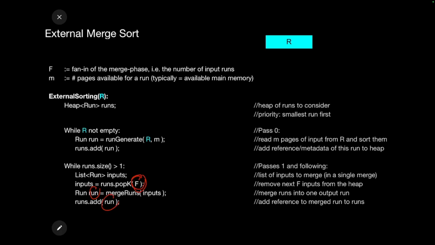Then I check again: do I still have more than one run? It means I still have to merge stuff, so let's go and merge. I keep on running until eventually the heap only contains a single run. And that is my final sorted run, the external file. So far, makes sense? Okay, then let's look at the implementation.